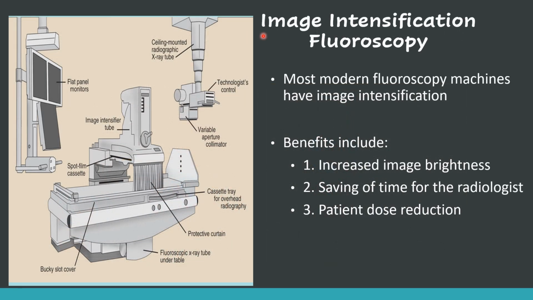Image intensification, or II fluoroscopy. Most modern fluoro machines have image intensification. Benefits include increased image brightness, savings of time for the radiologist, and patient dose reduction. So here we have last image hold right here with the flat panel monitors. We can take a picture here, and then we can actually put the image to the right side for reference for later. Here is that image intensifier right here.